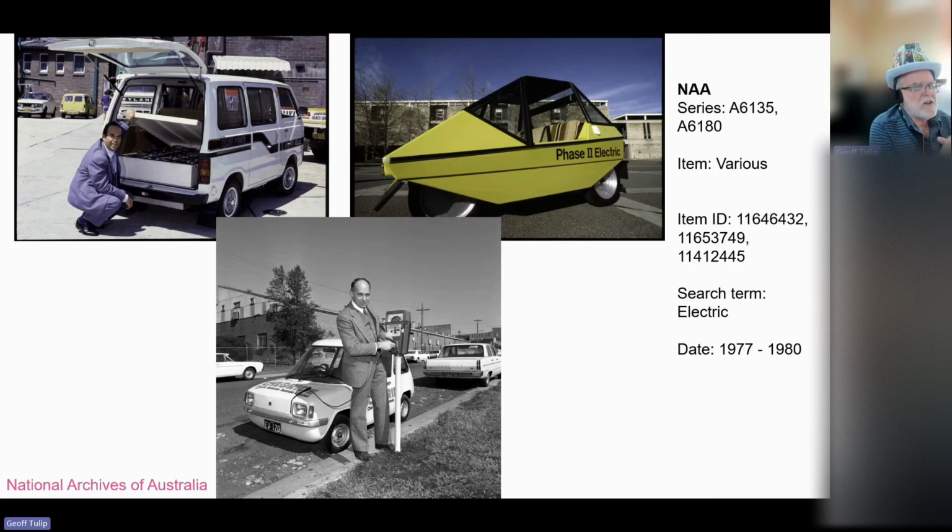Okay, so we've got an electric van manufactured by Elroy Engineering and a phase 2 electric vehicle, the yellow one, both 1980. So that's 44 years ago we had electric vehicles. And then the image down the bottom is Mr. John Brookman connecting his parking meter electric car recharger to an Enfield 8000 car in Sydney in 1977.